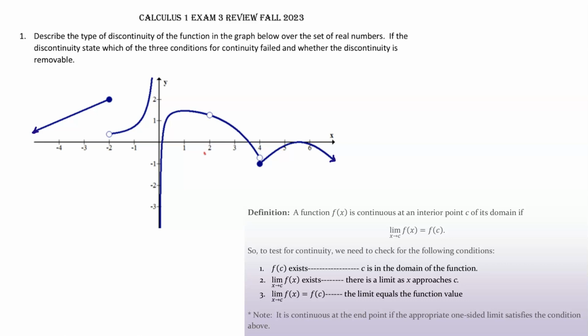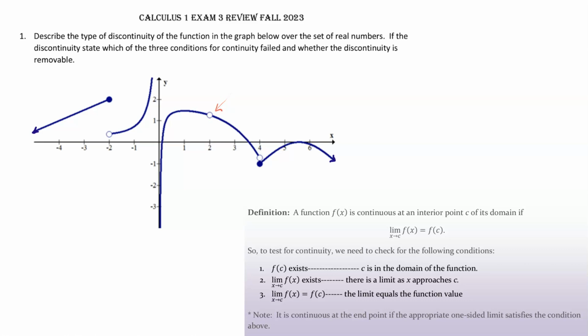And then when x is equal to 2, that's another point of discontinuity. This is a hole. When you have a hole, the first condition fails because there's no function value at that point. However, there is a limit. And so if we were to fill in the hole like this, then the limit will equal the function value and it will be continuous.